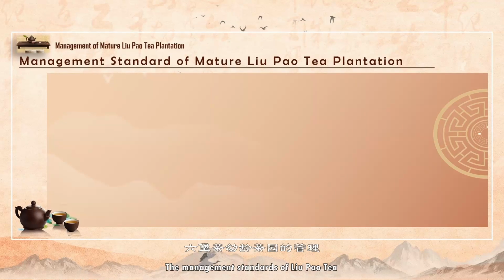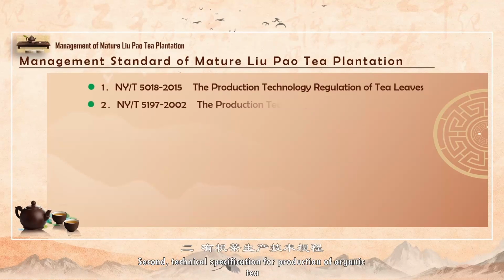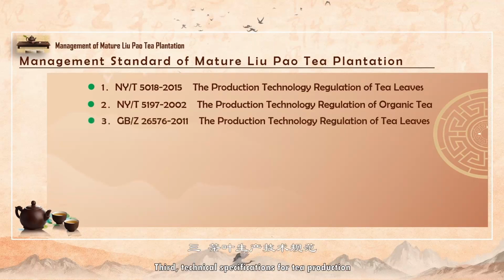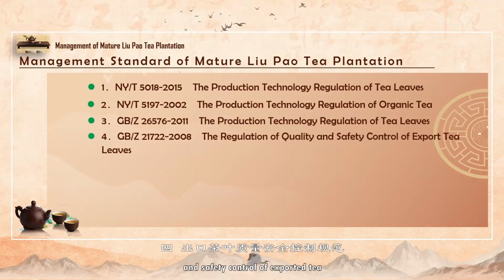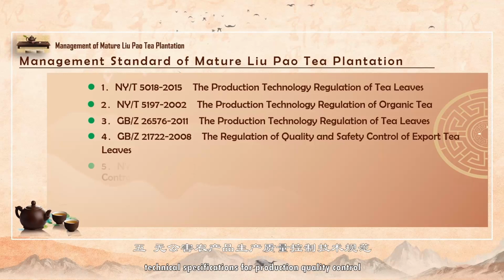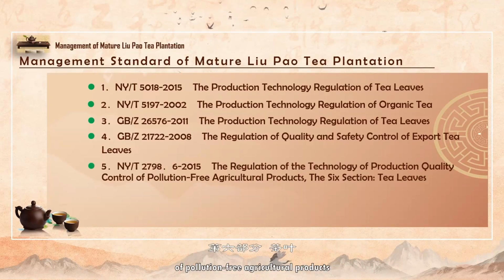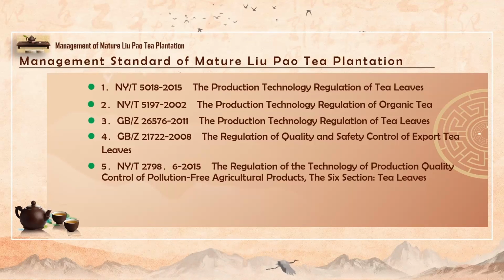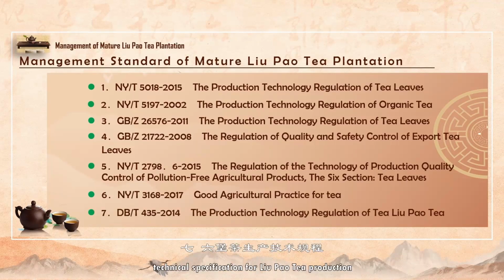The management standards of Liu Pao Tea Yang Tea Garden mainly include: first, technical regulations for tea production. Second, technical specification for production of organic tea. Third, technical specifications for tea production. Fourth, regulations on quality and safety control of exported tea. Fifth, technical specifications for production quality control of pollution-free agriculture products. Sixth, good agriculture practices for tea. Seventh, technical specification for Liu Pao tea production.